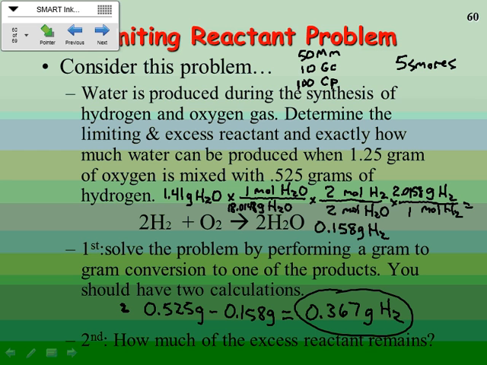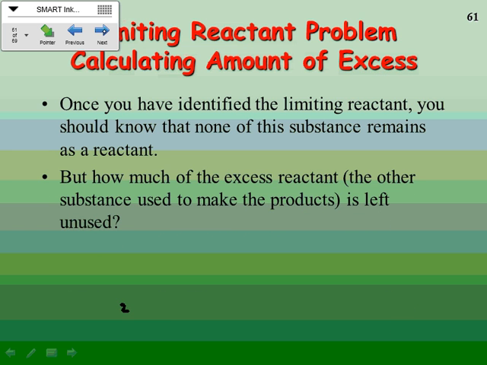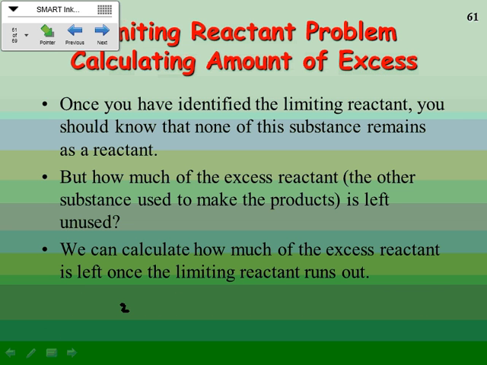Okay, we ready? All right, so once you have identified the limiting reactant, you should know that none of this substance remains. How much of the excess reactant is left unused? I think this is going to take you more step by step through it than I just did. So we can calculate how much of the excess reactant is left once the limiting reactant runs out. And that's what we did. We figured out, using the amount of water, how much hydrogen we needed to make that much water, and then we subtracted the two values. Okay.